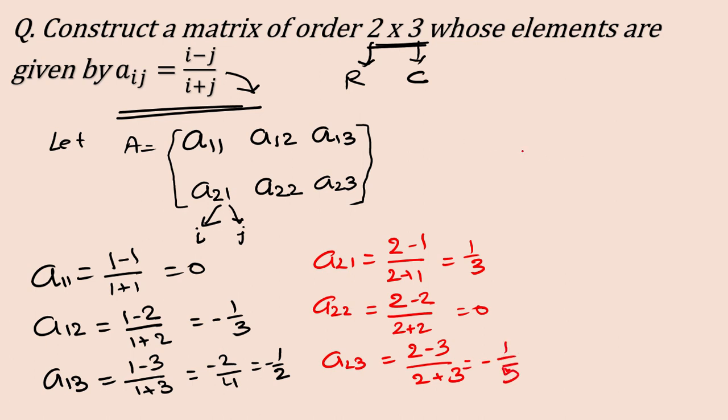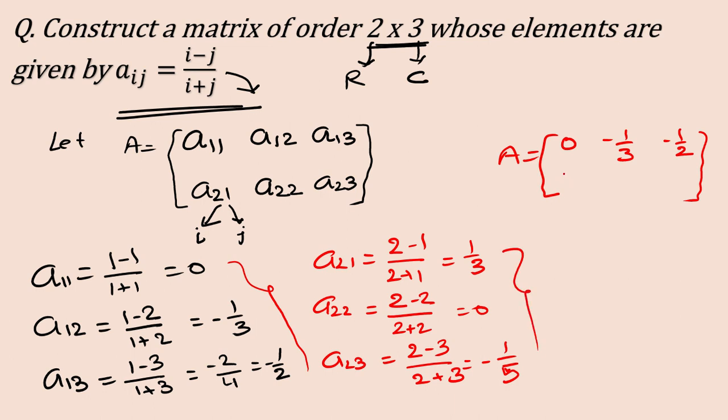Okay. So what will be the matrix? The answer will be: the first row is 0, minus 1 over 3, minus 1 over 2. See, I have written these elements. The second row will be these elements: 1 over 3, 0 and minus 1 over 5. Okay. Now, this will be the answer to this question.